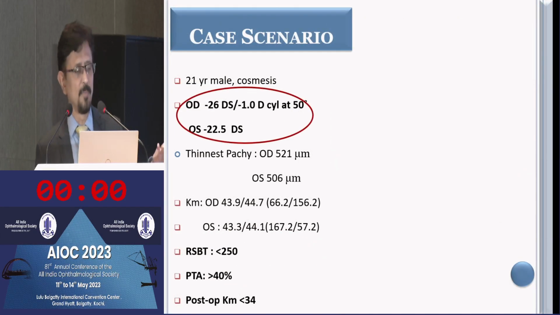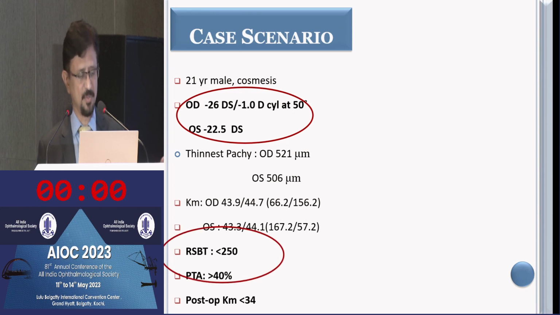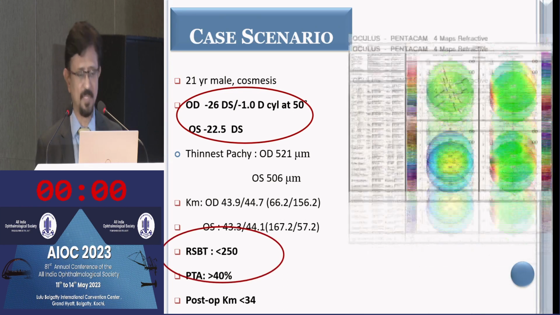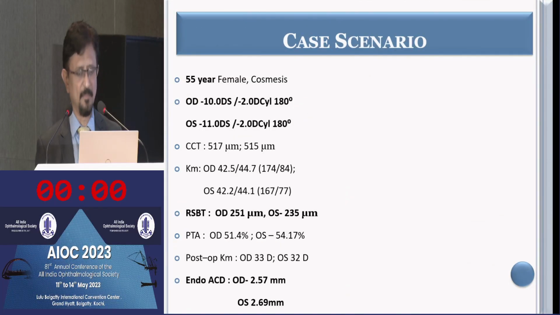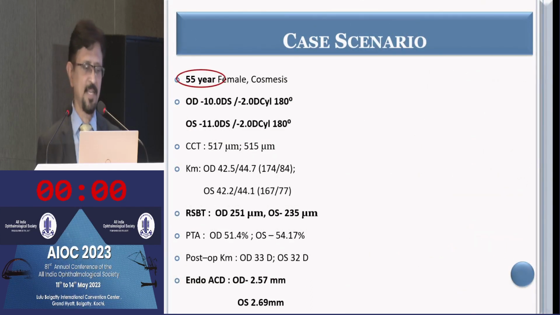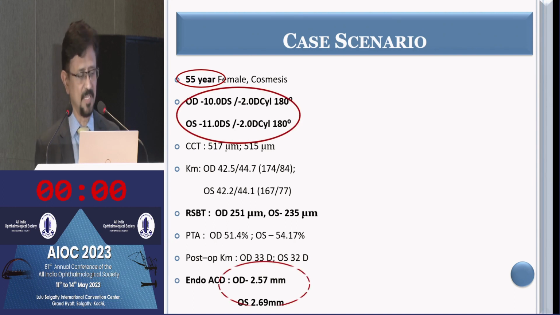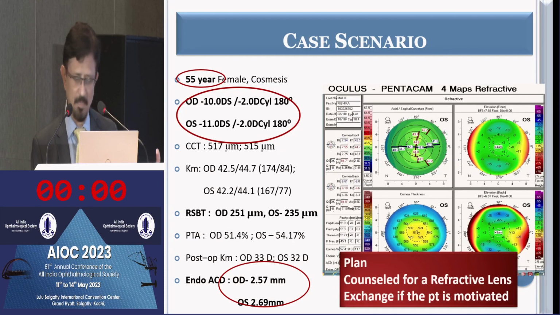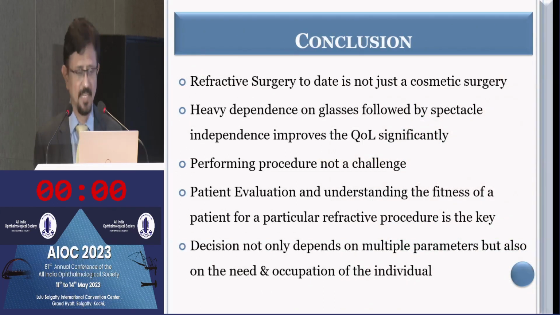A 21-year-old male, very high refractive error, 26 diopters, 22 diopters, RSBT, PTA not within normals. Even if the map is okay, you should counsel the patient for bioptics or the Indian phakic implants, the acrylic ones, which can be customized and implanted. And the last scenario, a 55-year-old male with -10 diopter sphere and 2 diopter cylinder. Endo SCD is also less, it is 2.5. Can't put a phakic implant. In such cases, if the patient is willing, you can counsel the patient for a refractive lens exchange if the patient is motivated.